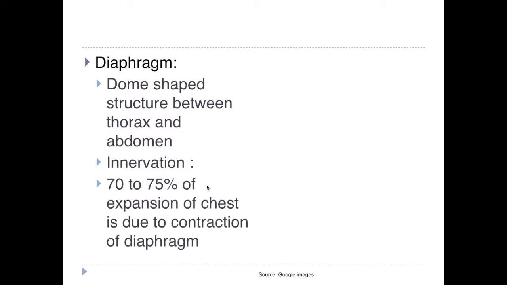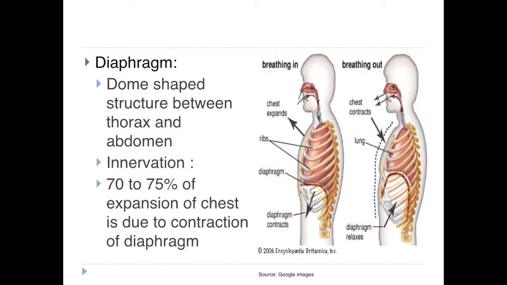During quiet inspiration, quiet breathing, we require contraction of the diaphragm and external intercostal muscle. Because of contraction of the diaphragm and external intercostal muscle, all three diameters of the thoracic cavity increase. They are vertical, transverse, and anteroposterior. We will discuss in detail. Now, what is the role of the diaphragm?